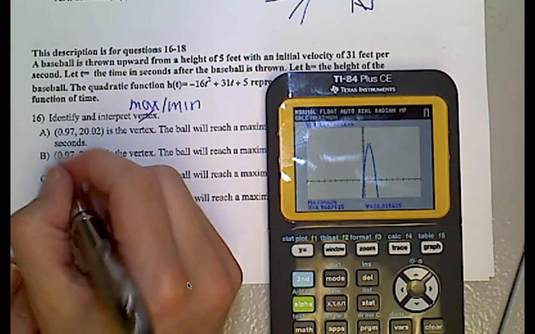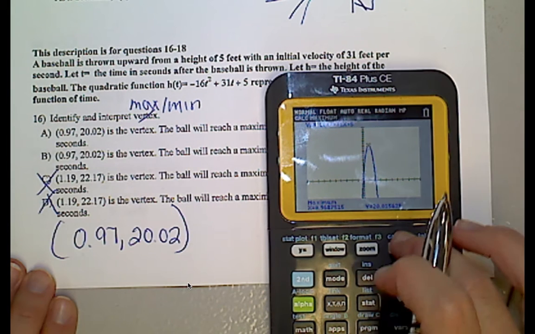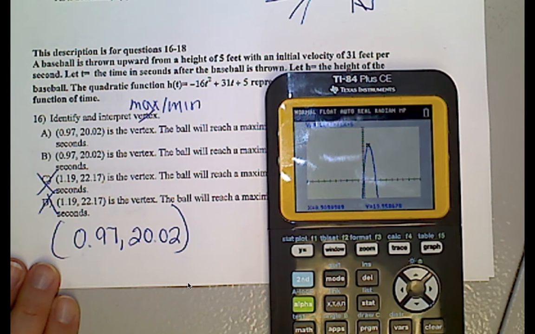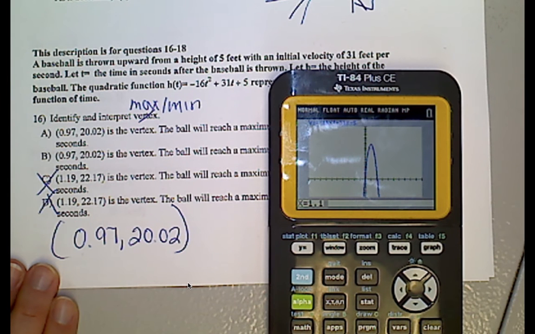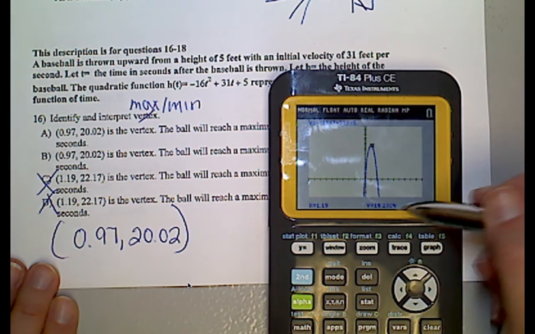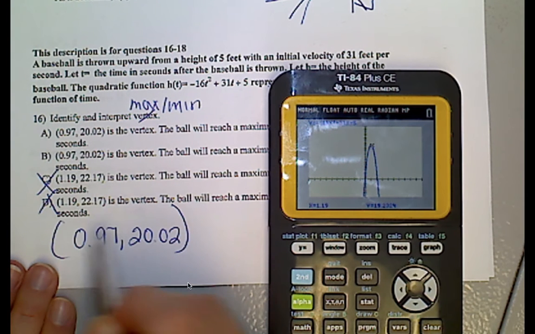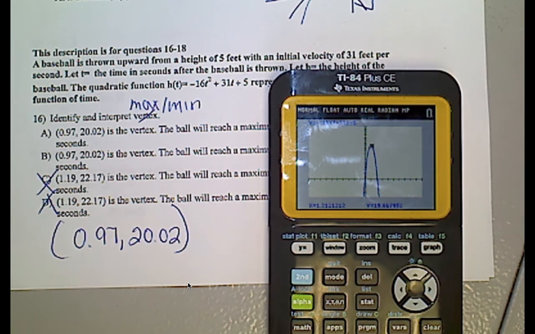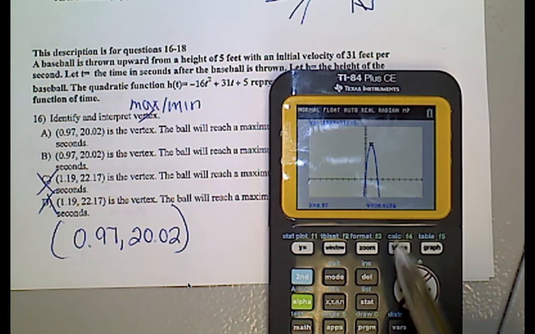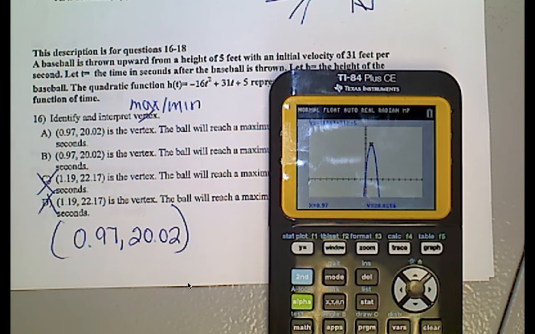So already I know it can't be C or D. To show it can't be C, look, if I do trace 1.19, it actually gives me 19, and 19 is not the same thing as 22. So if you want to get rid of some choices, that's not going to work, okay? But if I do trace 0.97, it gives me exactly 20.0156, which if you round the 5 up, it's 20.02. So I know it's going to be A or B.